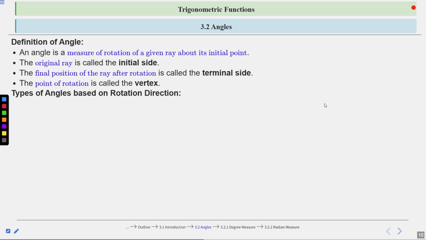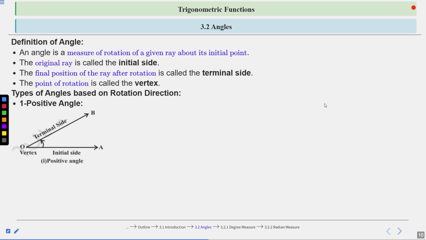Now, types of angles based on the rotation direction. So, we have two types. One is a positive angle. Here we have this rough representation of a positive angle, showing the vertex, the terminal side and the initial side. As you can see, OA represents the initial side. OB represents the terminal side. And this O, where you are rotating your side OA to OB, is your vertex O. So the point of rotation is simply your vertex, in this case O.